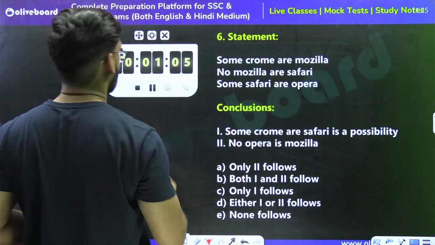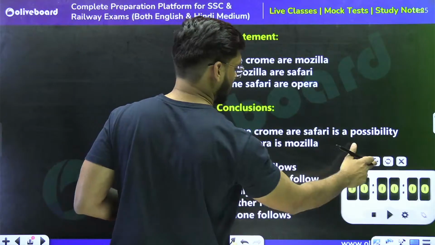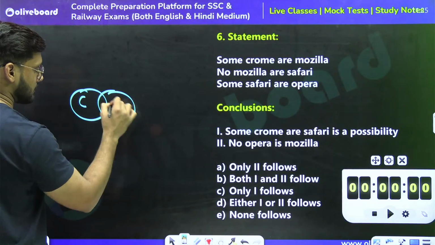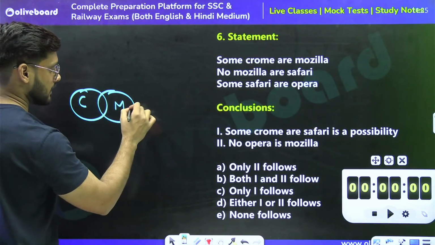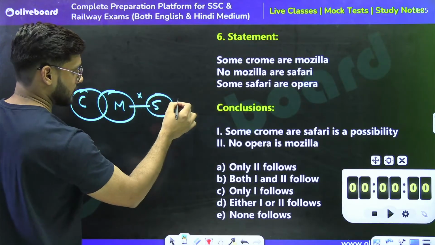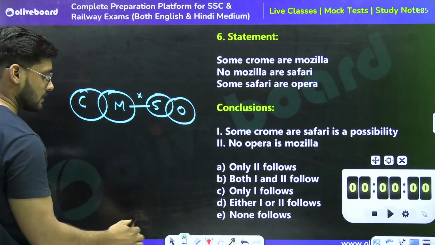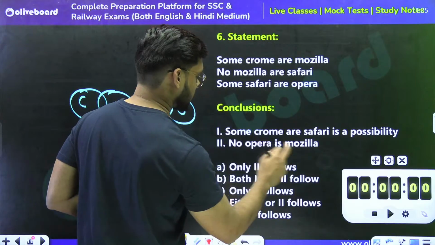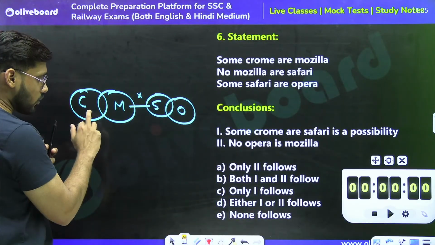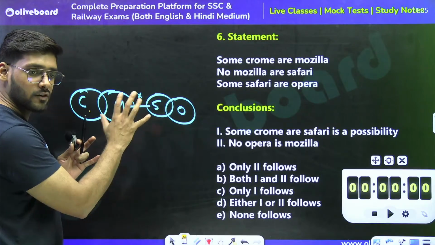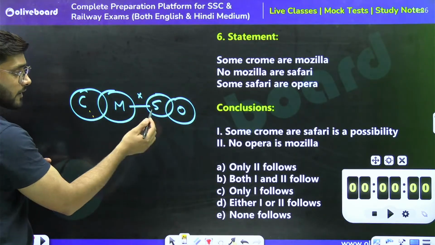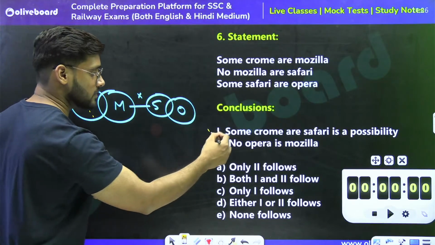Let's see. Question is, some Chrome are Mozilla, no Mozilla are Safari, and some Safari are Opera. What should be the right conclusion? Some Chrome or Safari is a possibility. See, Chrome and Safari do not have any relation. We cannot see anything between them and nothing is given between them. But Chrome and Safari can have a relation between them. So the first one is right.